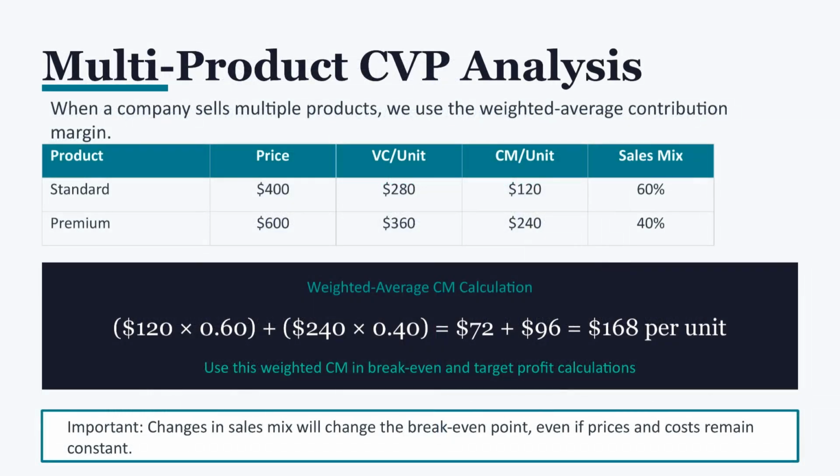Now we turn to multi-product CVP analysis, where a weighted average contribution margin becomes essential. A table listing standard and premium products demonstrates how diverse prices, costs, and sales mixes combine to yield a unified margin calculation of $168 per unit. This approach reveals the sensitive nature of a sales mix's impact on break-even points, urging careful adjustment of product strategies for enhanced profitability and competitive advantage in complex markets, driving smart, informed decisions.